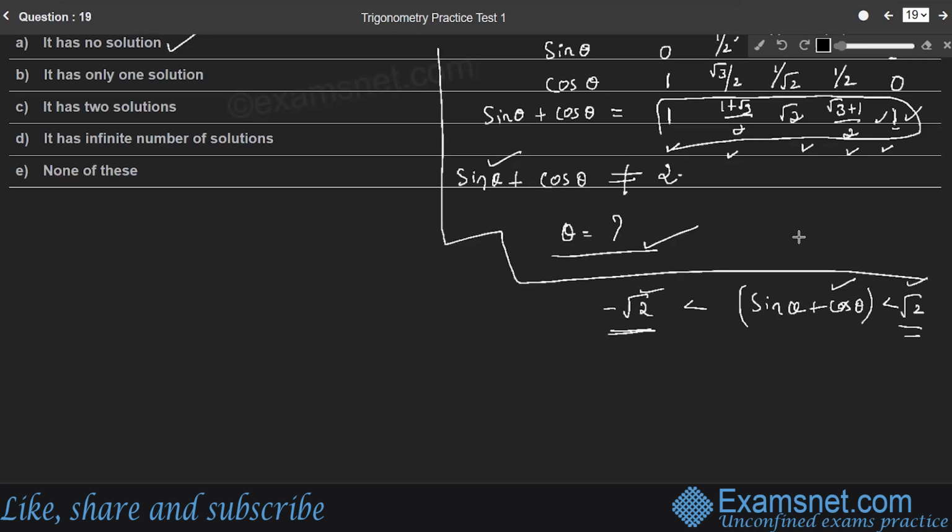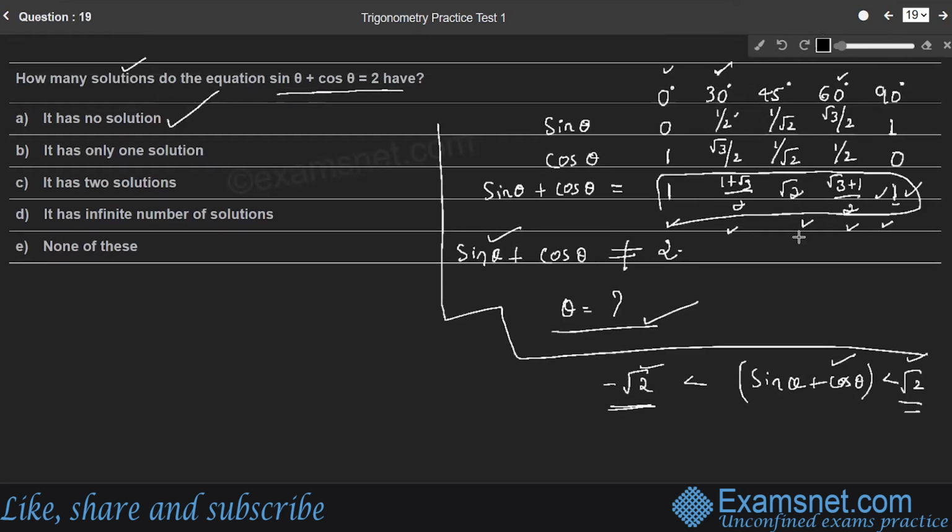So it lies between these two values. It cannot be greater than root 2. Therefore, sine theta plus cos theta cannot be equal to 2. This is another method.